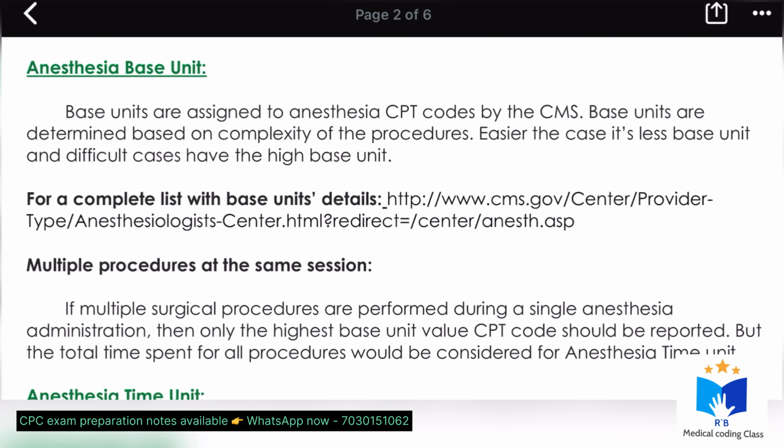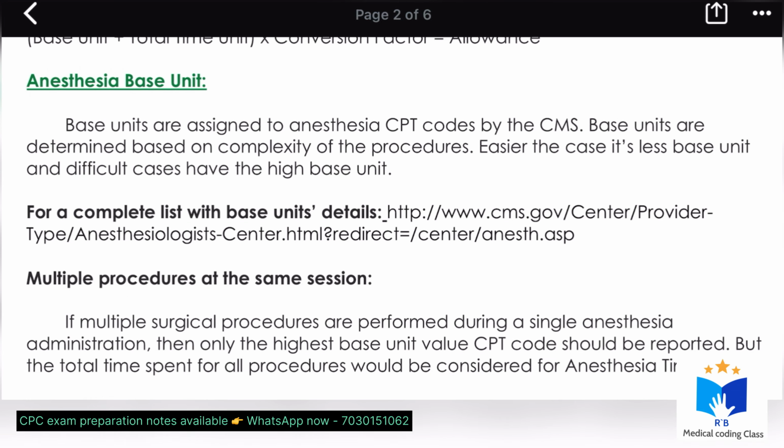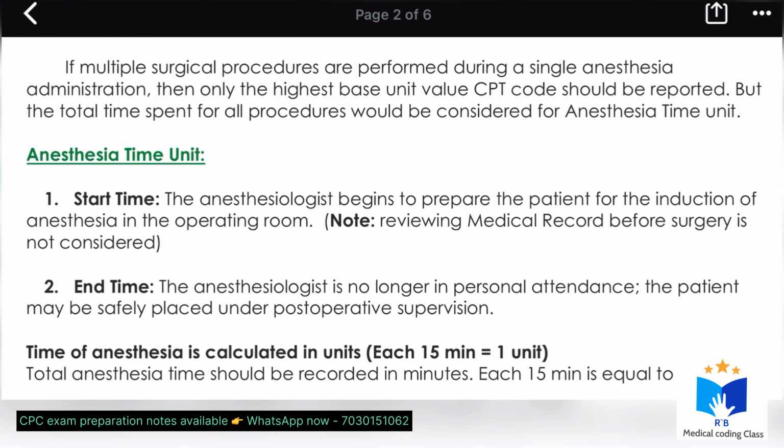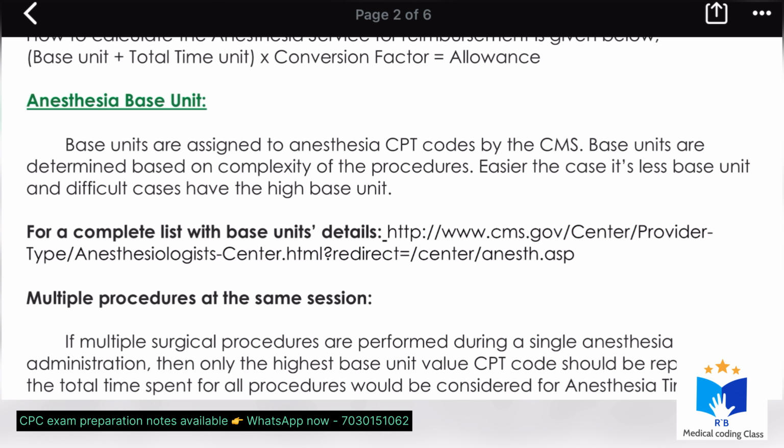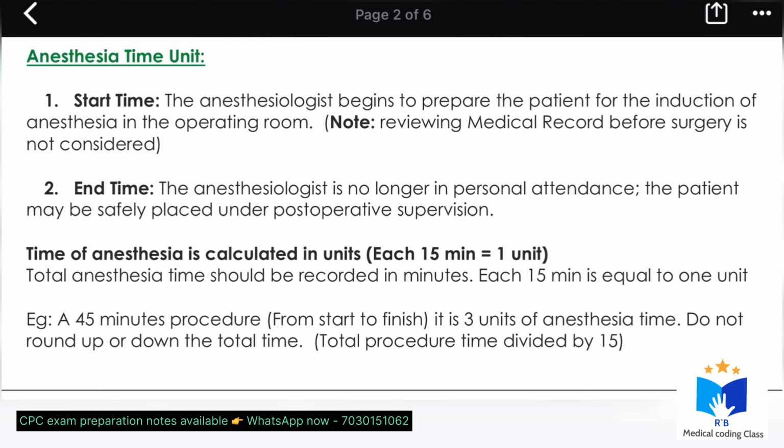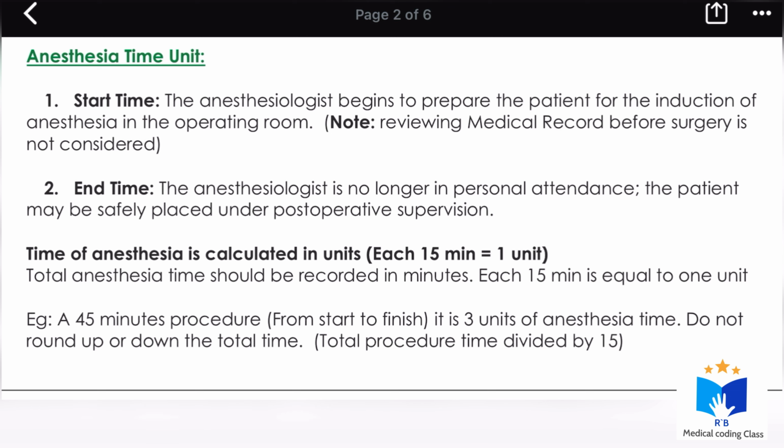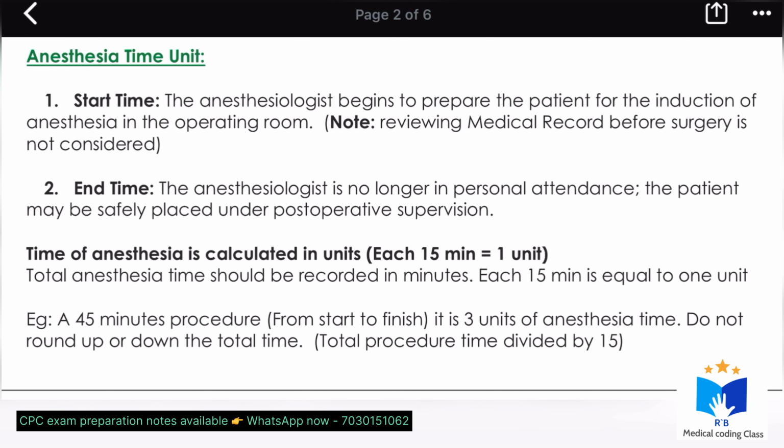First I will discuss anesthesia time units. Anesthesia time units depend on start time and end time. Start time is when the anesthesiologist begins to prepare the patient for the induction of anesthesia, and end time is when the anesthesiologist is no longer in personal attendance, and the patient may be safely placed under postoperative supervision.